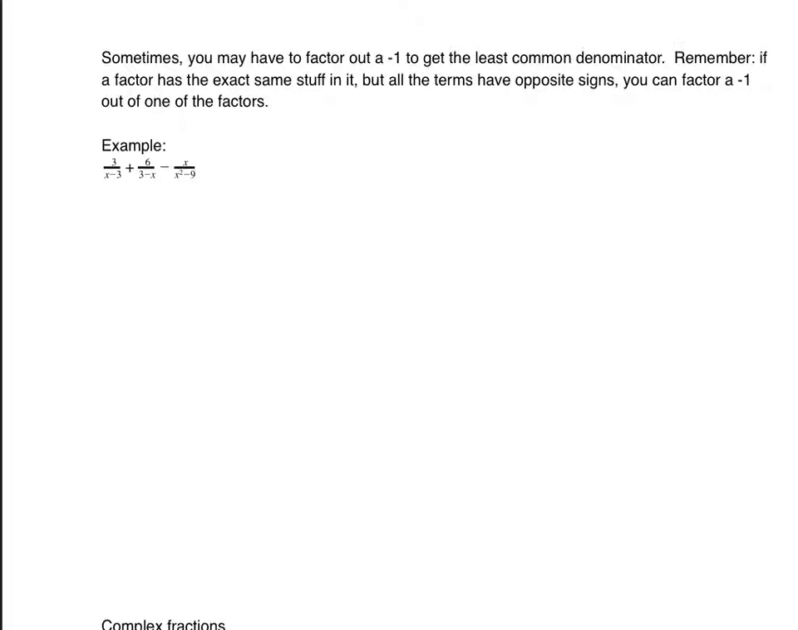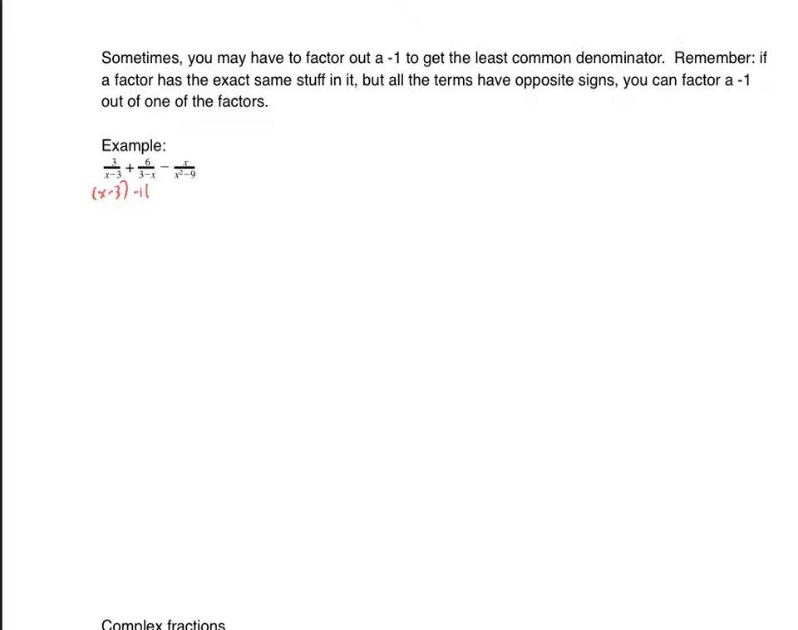So if you look at the problem that I've got right here, if I go to factor this first denominator, I have an x minus 3, and I can't factor that anymore. If I look at the next denominator, though, it's 3 minus x, which is almost exactly the same as x minus 3, except the signs are reversed. So if I want to make those match, instead of treating those as two separate factors, I'm going to pull a -1 out of it.